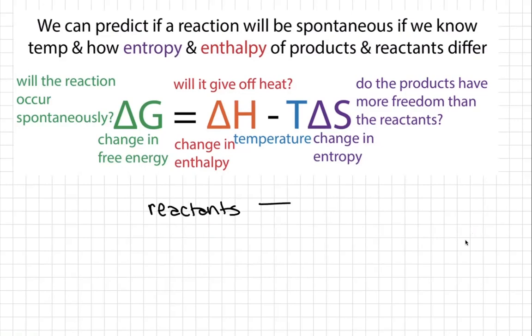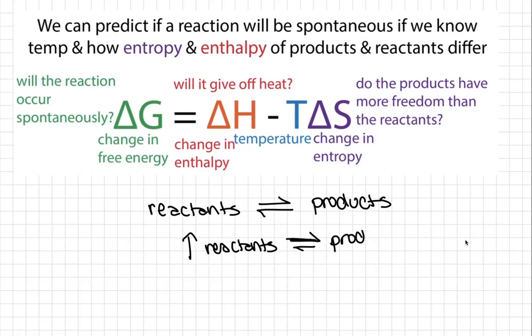If you have some sort of reversible reaction, you have reactants and you have products. Well, what would happen is if you add reactants, you're going to increase the making of the product. So you're going to shift to the right so that you make more products in order to compensate.